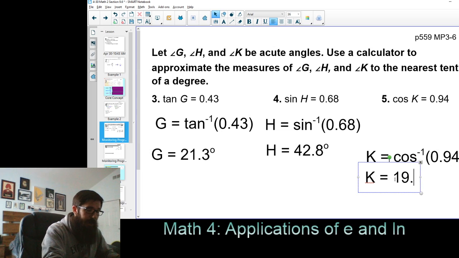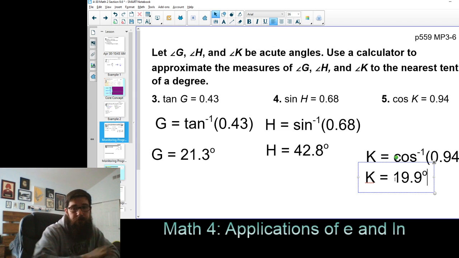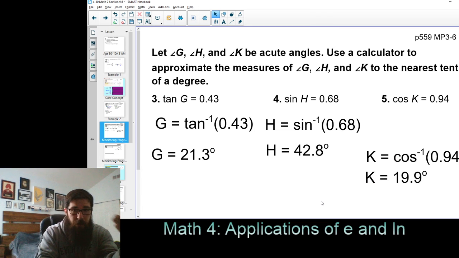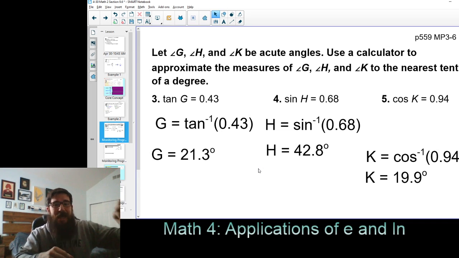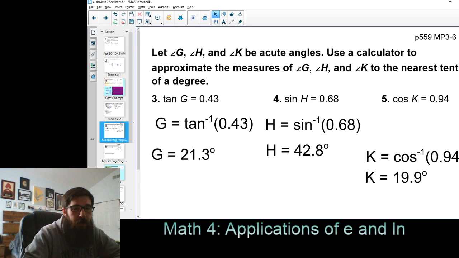That's the first part, okay? That's how an inverse function works. The inverse is going to undo sine, cosine, or tangent, so there's an inverse cos, inverse sine, inverse tan. It moves to the other side, and instead of giving it an angle, you give it a side length ratio, which is what these 0.43, 0.68, 0.94s are, and it spits out an angle.